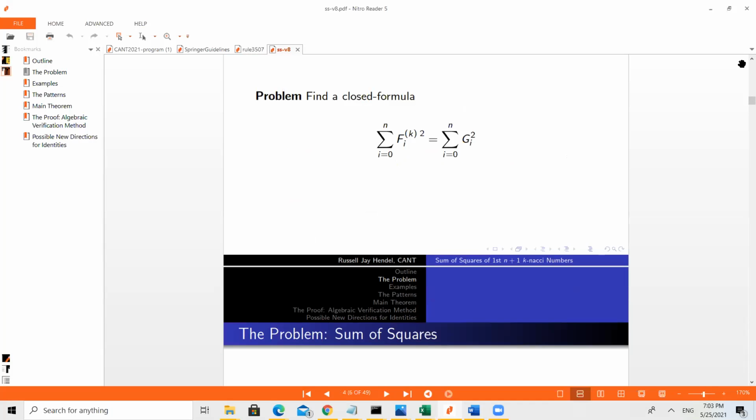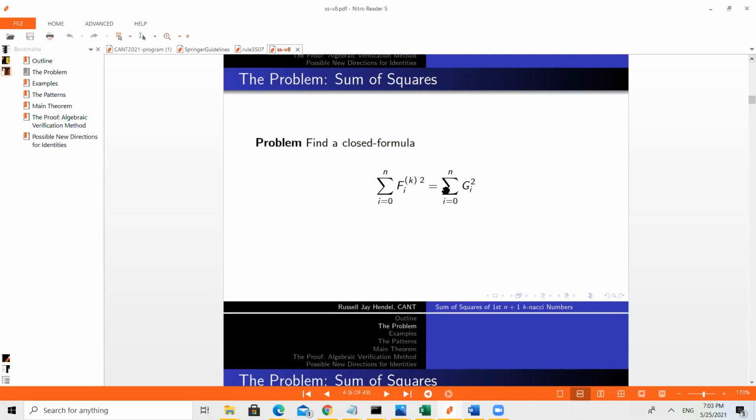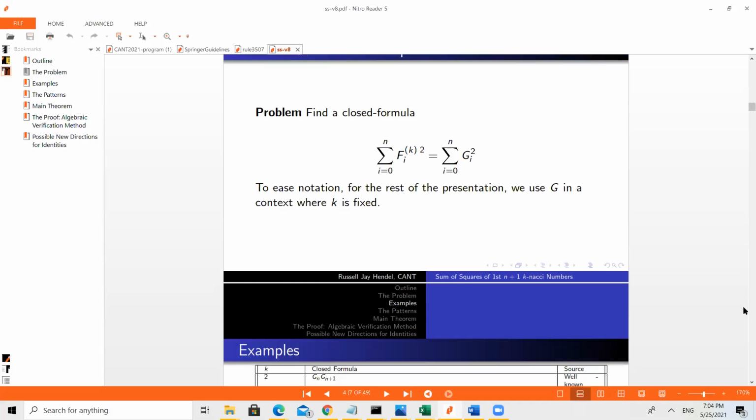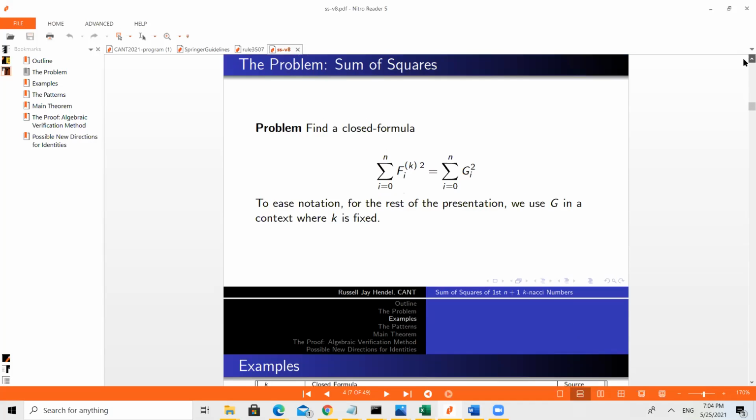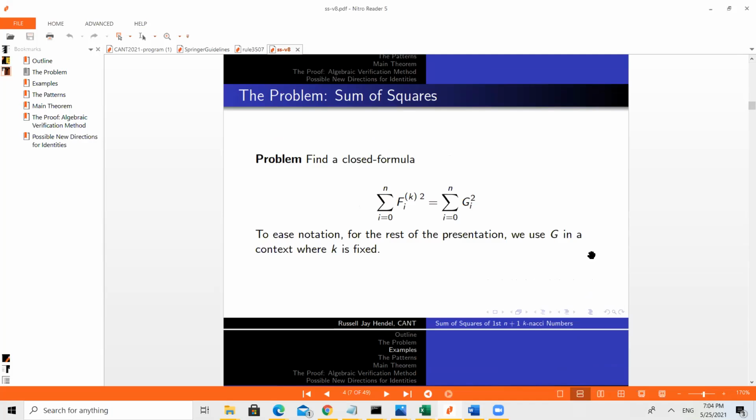Here's my problem. Find the closed formula for the sum of the first n+1 squares. So with Fibonacci's, it would be 1 squared plus 1 squared plus 2 squared plus 3 squared up to fn squared. And I'm going to be using G when k is fixed, because I just don't like the FK upper I notation.